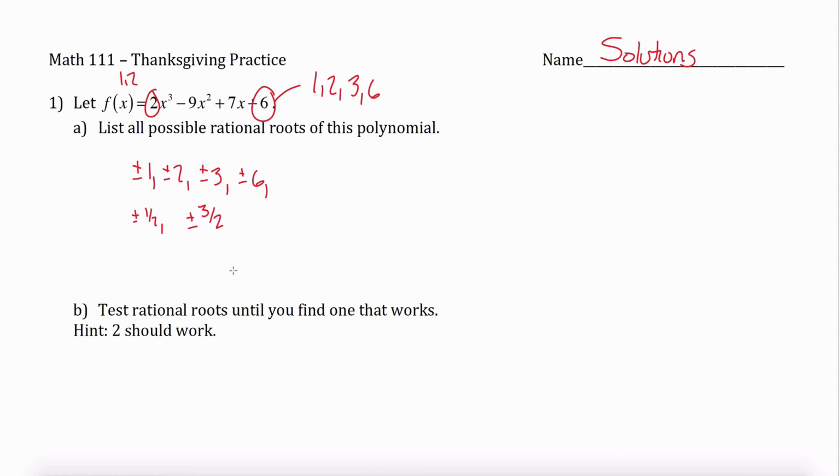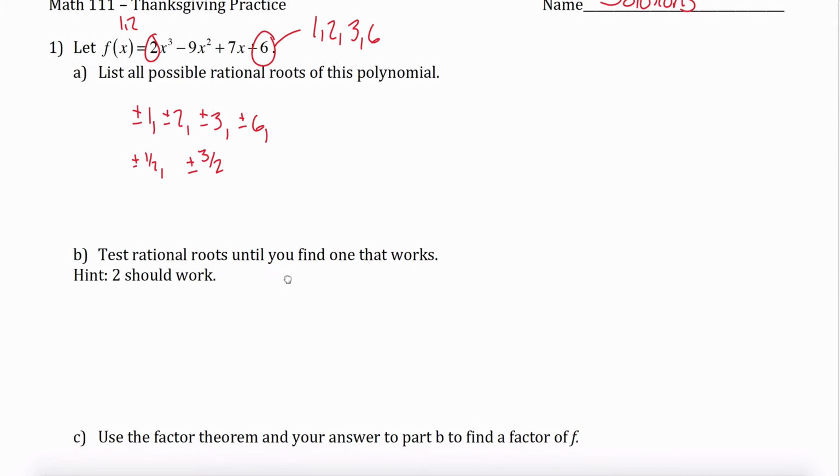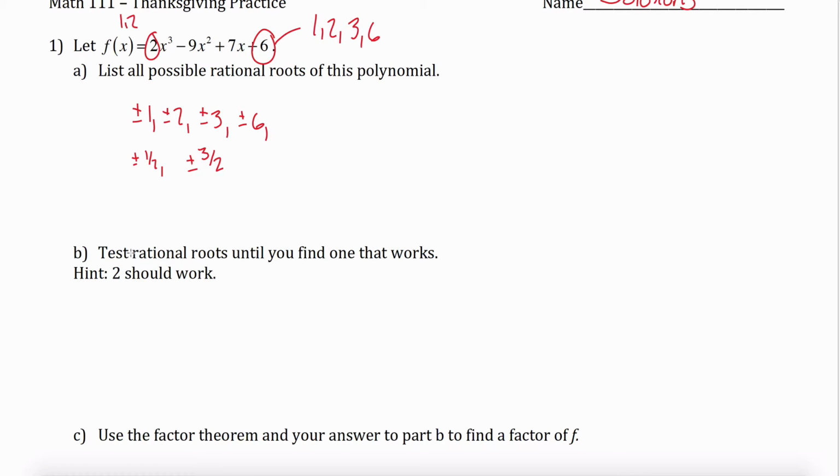Part B says, all right, go test those ones so you find one that works. But really, I don't want you to just start testing them blindly because I don't want you spending forever doing this. So instead, I tell you, yeah, 2 should work. So show me how you can test 2. Well, what I mean by test is you can take 2 and put it into your polynomial. And if 0 comes out, that means that 2 is a root of your polynomial.